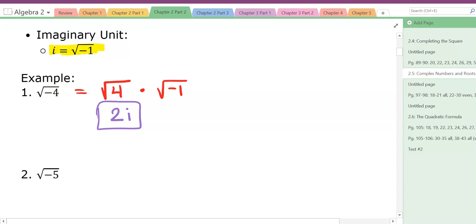Technically, it could be plus or minus 2I. For right now, just getting used to using the imaginary unit, I'm not going to worry so much about putting the plus minus in front. Okay? For number 2, we have the square root of negative 5.